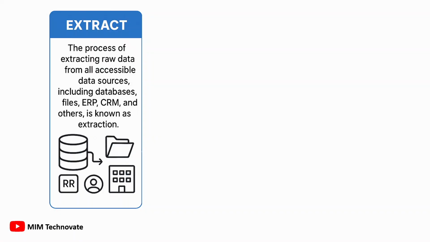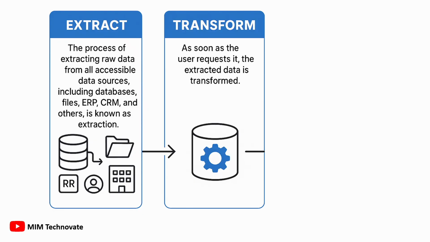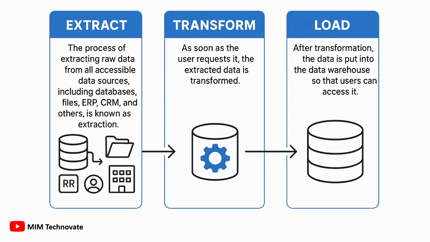Extract. The process of extracting raw data from all accessible data sources, including databases, files, ERP, CRM, and others, is known as extraction. Transform. As soon as the user requests it, the extracted data is transformed. Load. After transformation, the data is put into the data warehouse so that users can access it.